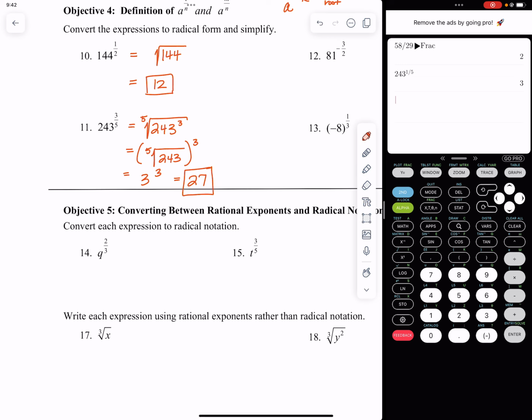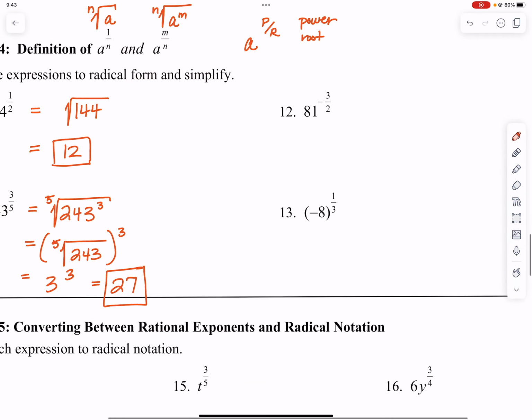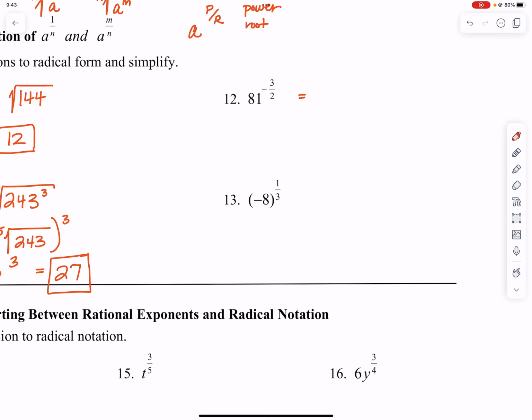And there's lots of ways you can do this. You could have said the fifth root of 243. And so you can go to the math menu and you can go to number 5. And you can say the fifth root of 243, like that. So either way. Okay, let's go ahead and do that in number 12. We have power over root.